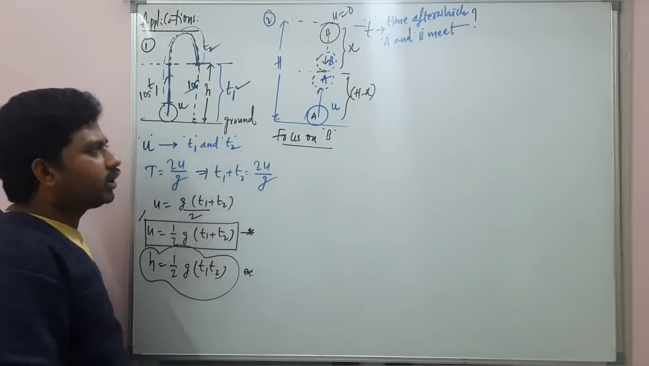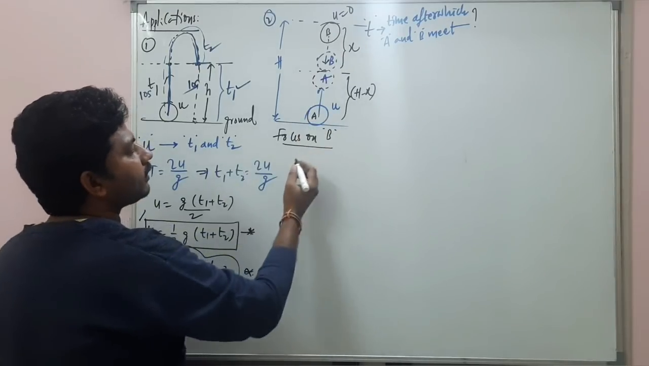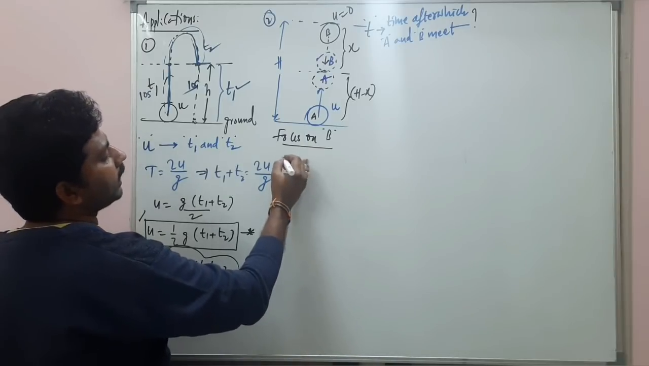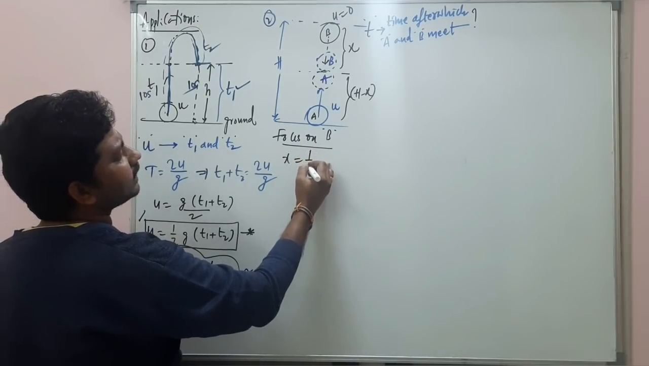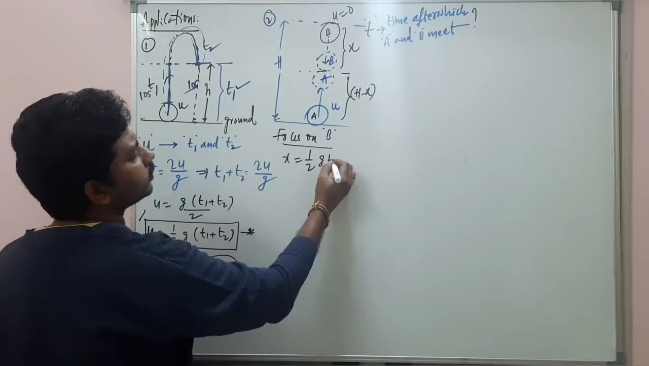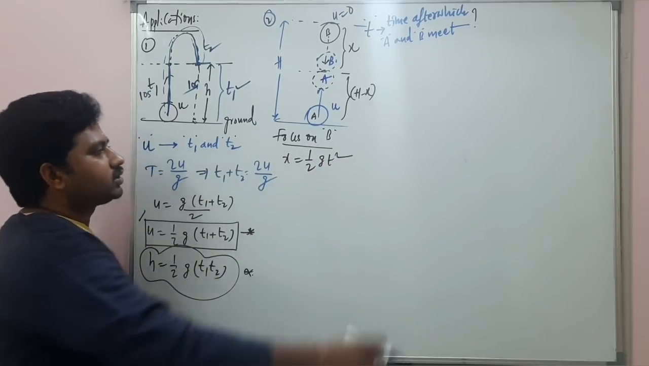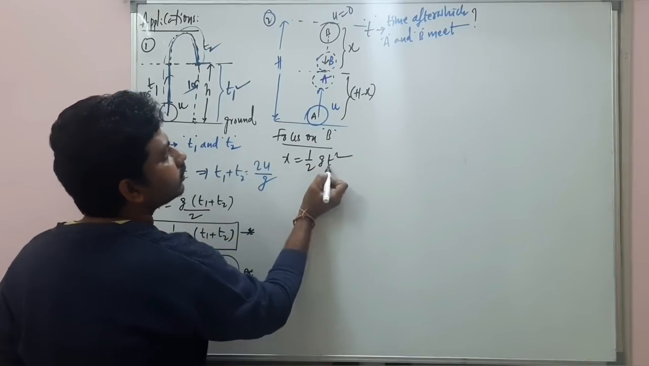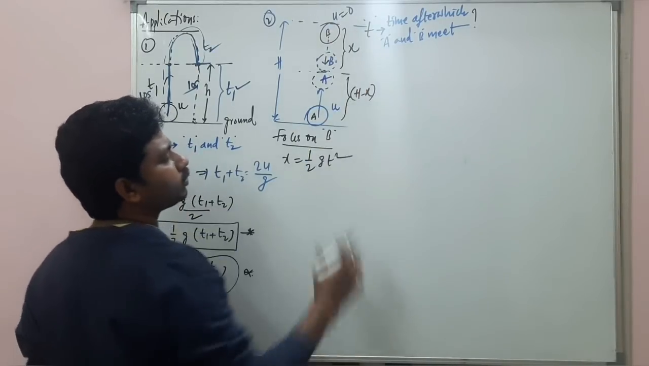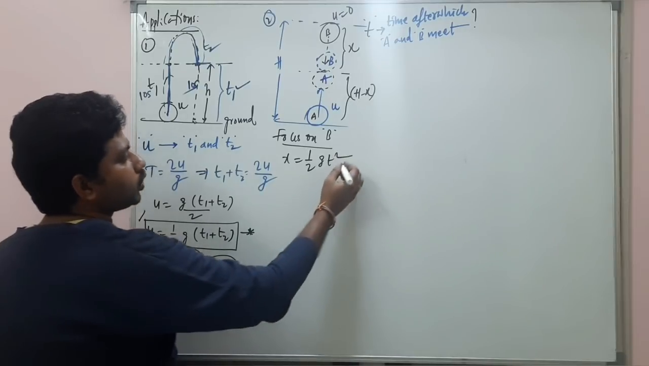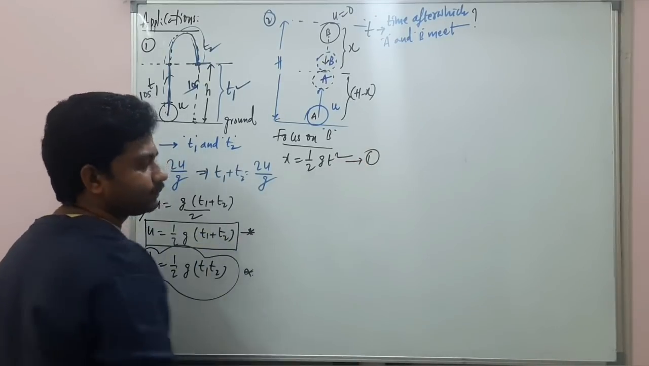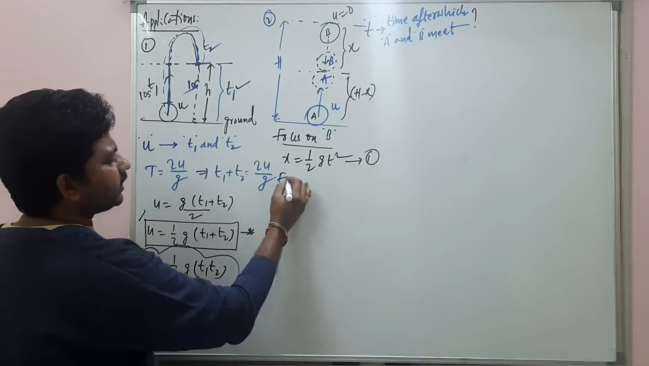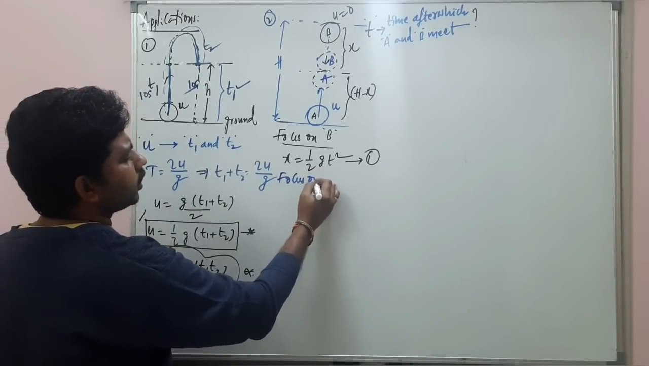So focus on the body B. If you focus on body B, I can write by using S is equal to ut plus half at square. So x is equal to half into g into t square, because initial velocity is 0. t is the time taken by the bodies to meet. So imagine it's equation 1. Now let's focus on A.